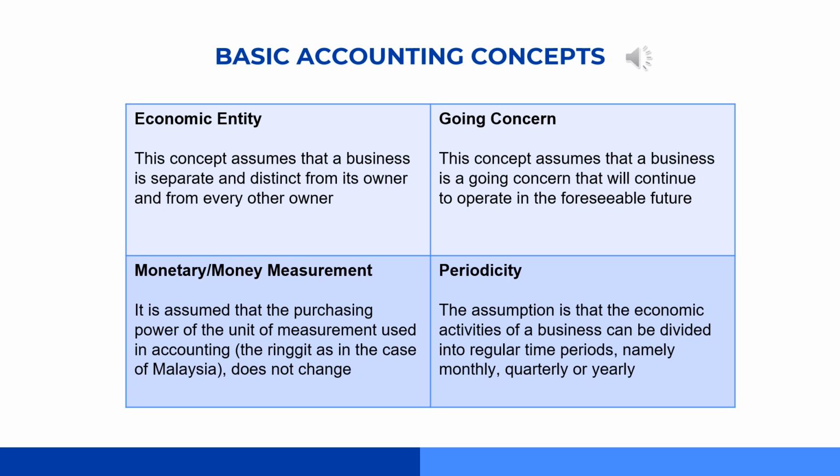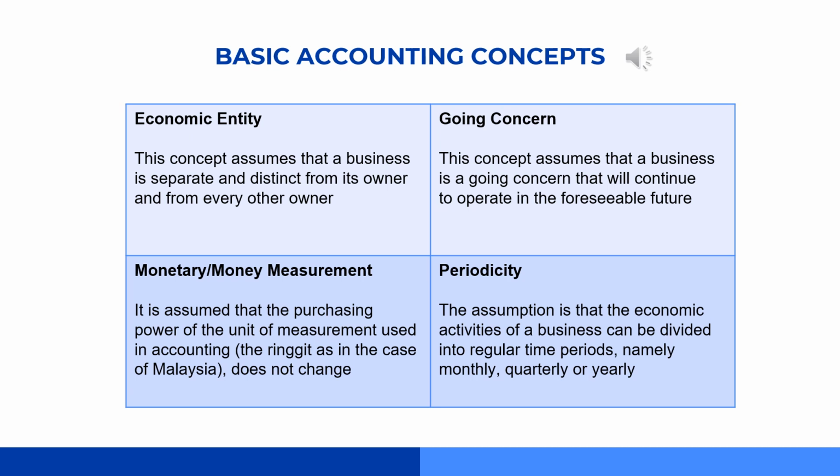So the first one is economic entity. This concept assumes that a business is separate and distinct from the owner and from every other owner. The second one is going concern. Going concern is a concept that assumes a business will continue to operate in the foreseeable future. And then the third one is monetary or money measurement, that assumes the purchasing power of the unit of measurement used in accounting, the ringgit, as in the case of Malaysia, does not change.